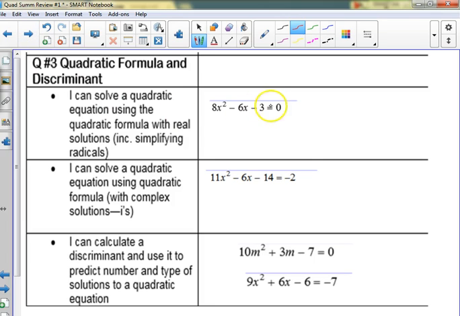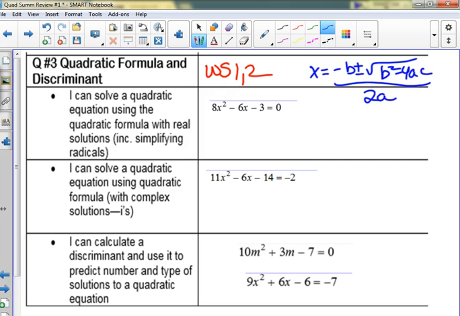All right, quadratic formula and discriminant, we talked about also on worksheet 1 and 2. So here's an example. What does it say? I can solve using the quadratic formula with real solutions, like simplifying radicals. Okay. First of all, you have to know the quadratic formula for the quiz. Can we talk about discriminant first?